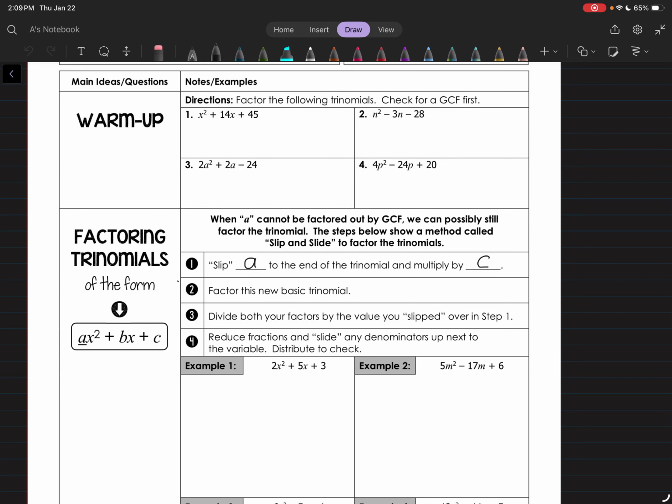Good day. Today we're going to be looking at factoring trinomials where a is not equal to 1. Now for this warm-up, I ask you to go in and practice factoring these trinomials. I'm going to do number 4 as a review.